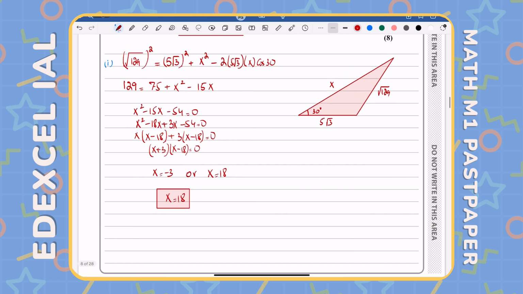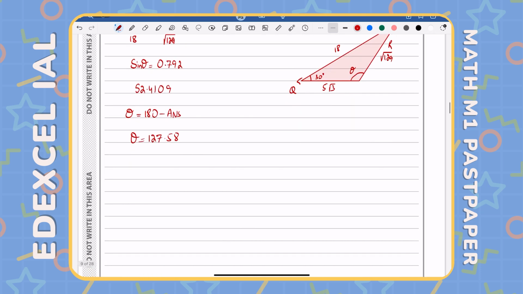127.589. And I think the question is asking us to give the answer correct to the nearest degree. Yes, it does. So the correct answer would be 128 degrees, and that's the answer to part 2, and also the end of question number 4.